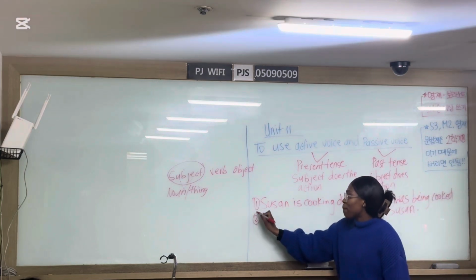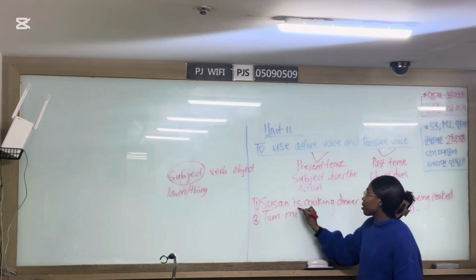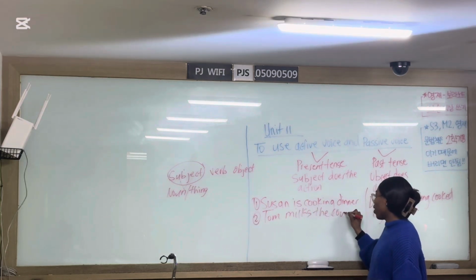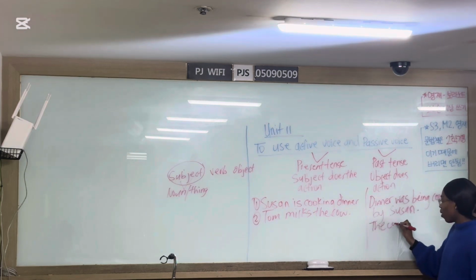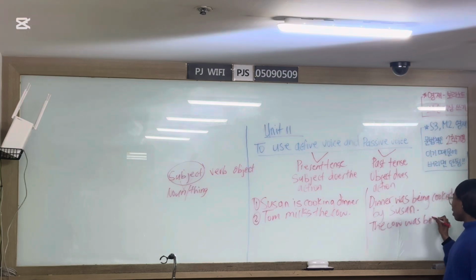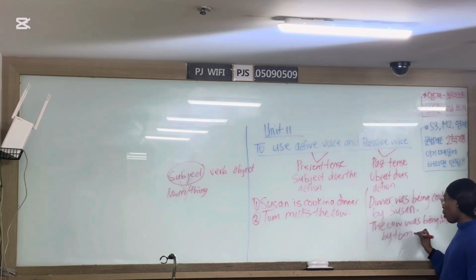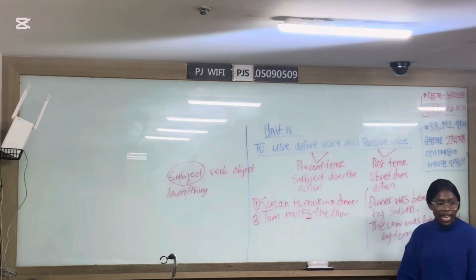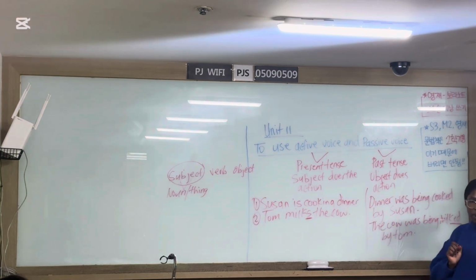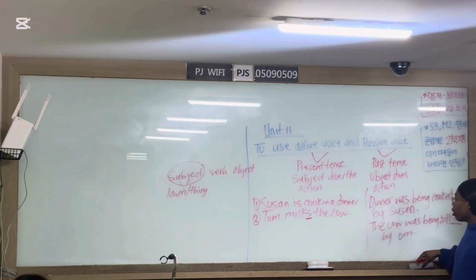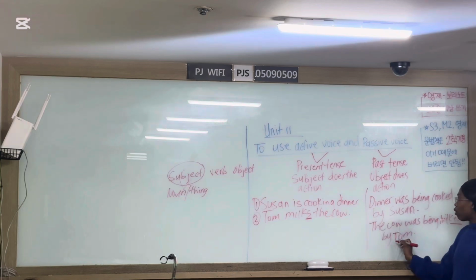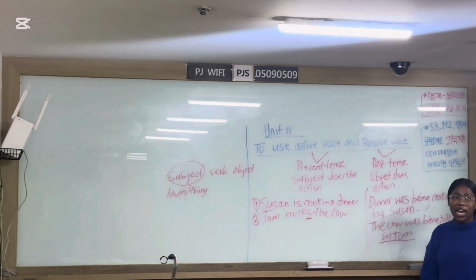Let's make another example. Tom milks the cow. How can we change this one? The cow was being milked by Tom. Good job. So this is how we do active voice and passive voice. You see here milks, present tense. But now milked, because it's past tense. And Tom is now at the end. Let's put Tom in capital letter because Tom is the name of a person. Now Tom becomes the object, the last part of the sentence.